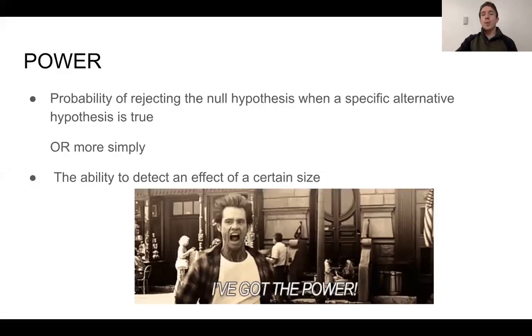I'm going to pull up some slides for you and we'll run through it. So statistical power is the probability of rejecting the null hypothesis when a specific alternative hypothesis is true. Or more simply, if there's an effect in the population, it's the likelihood that we're going to find it.